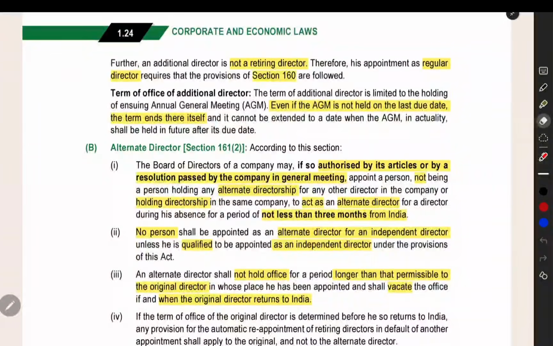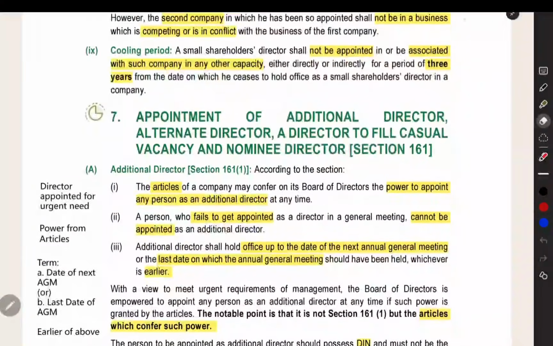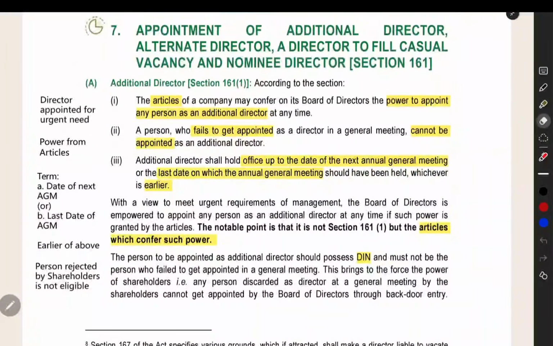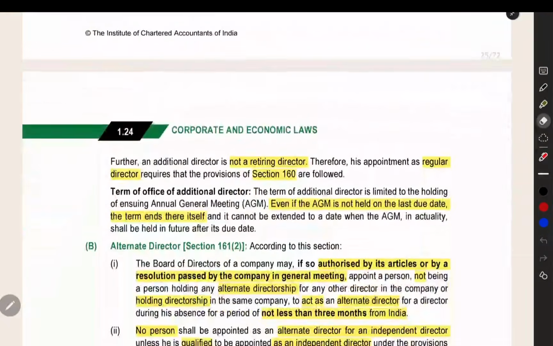Next, the term of office, that also we saw. And then he is not a retiring director. If you want to make him a regular director, till now he is just an additional director. He does not have that much power and all. He will vacate when his term is completed. If you want to make him a regular director, you have to follow the normal procedure.